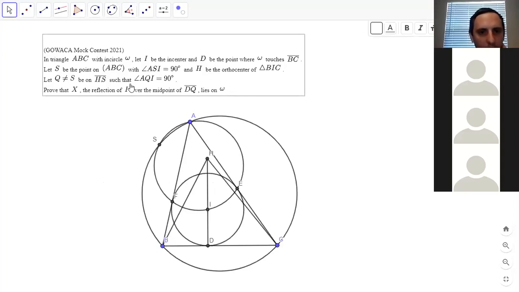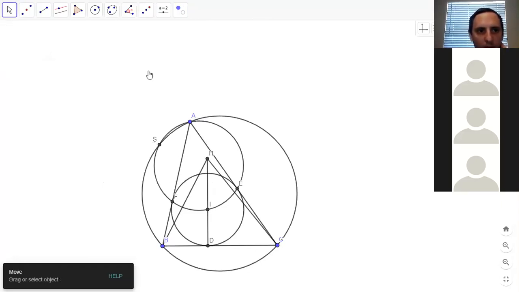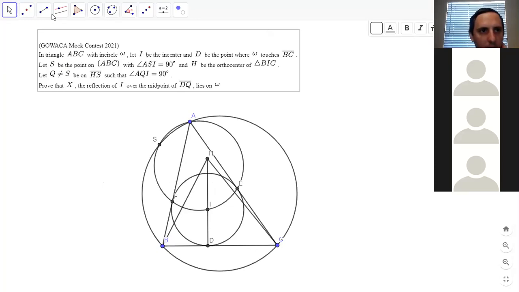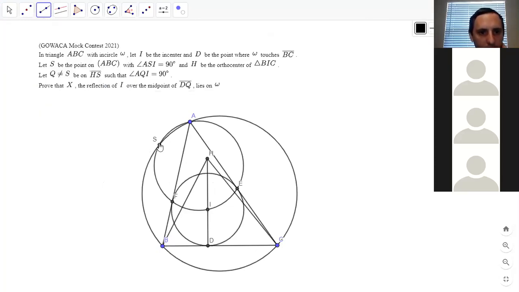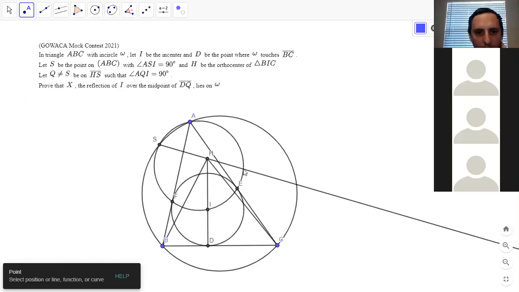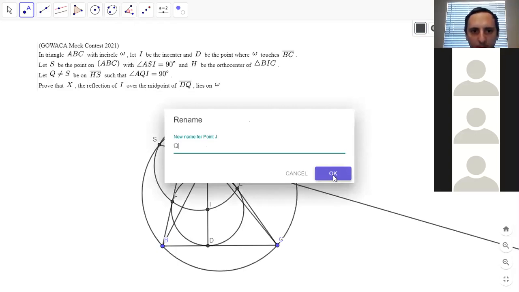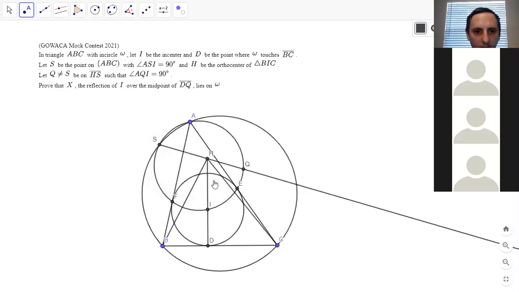Let's see. I'm going to have to draw some stuff again because of how I did it. This would be point Q. And so we want to show that there's a point on this circle so that IDQS is a parallelogram. That's kind of interesting.